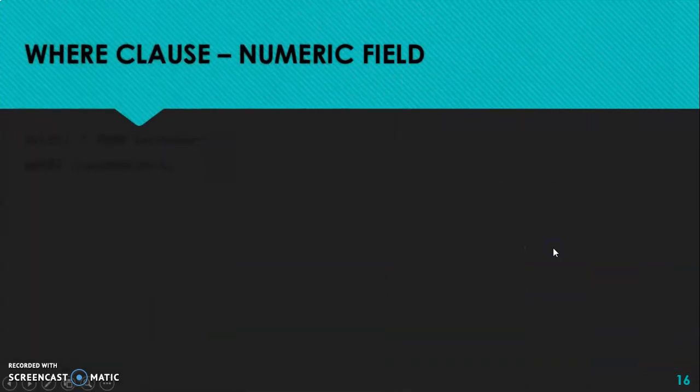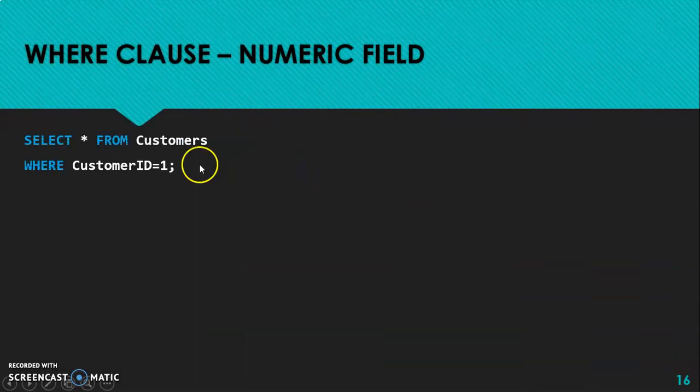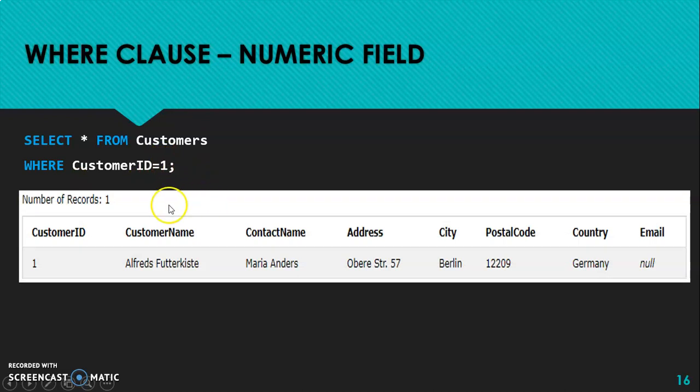Next we have a condition based on a numeric field, like select star from customer where customer ID equal to 1. Now this is numeric data. So select all the columns from the customer table where customer ID, which is a column, equals 1. This is the result. It shows the number of records is 1 because I have only one customer ID with the value 1. So this is how a condition based on a numeric field works.